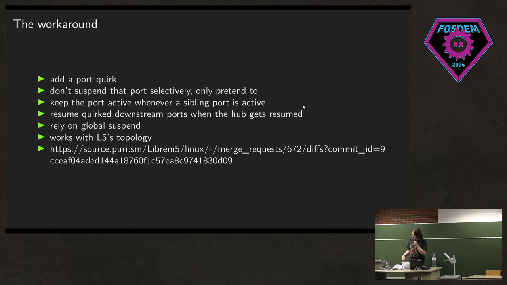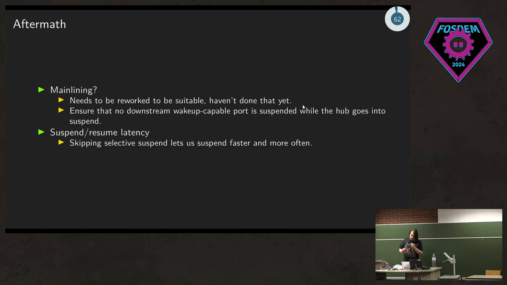And this works well with the topology on the Librem 5, but breaks apart on different topologies. If we added another device, for example, on this third port that also wanted to use remote wake-up, it wouldn't work. That's the code. So what can we do now? This hack isn't really suitable for mainlining. It's really a bad hack. So for now, it stays in our downstream tree.